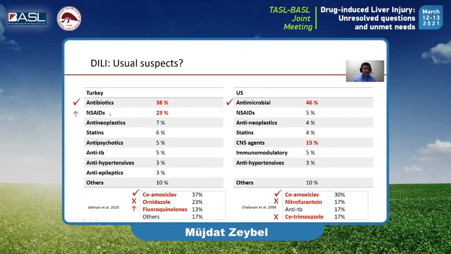And when we look at the other causes, non-steroidal anti-inflammatory medications are quite high compared to US data. We think this is due to two reasons. One of them is that we have a variety of painkillers, and we still use diclofenac, for instance. It is a very well established cause of drug-induced liver injury. And probably opiates are underused, and non-steroidal anti-inflammatory drugs are still more commonly used in Turkey.